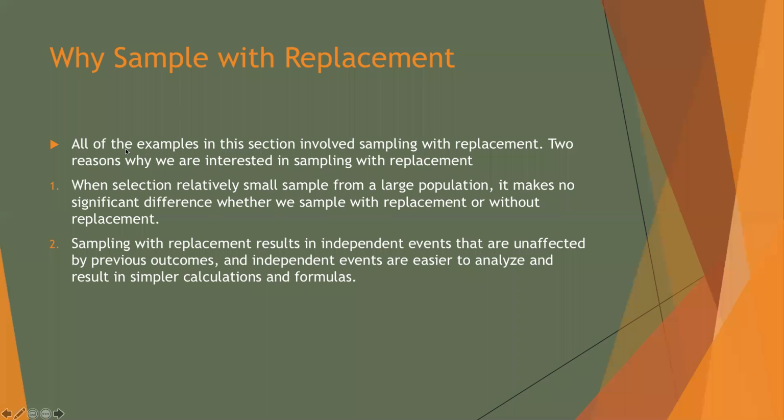Why sample with replacement? All the examples in this section involve sampling with replacement. There are 2 reasons we're interested in sampling with replacement. Basically, when you're taking a small sample from a large population, it makes no significant difference whether we sample with replacement or without replacement. In other words, you're kind of assuming everything is independent in that case. Sampling with replacement results in independent events that are unaffected by previous outcomes. And as you know from previous calculations, it's easier to calculate independent events than dependent ones.